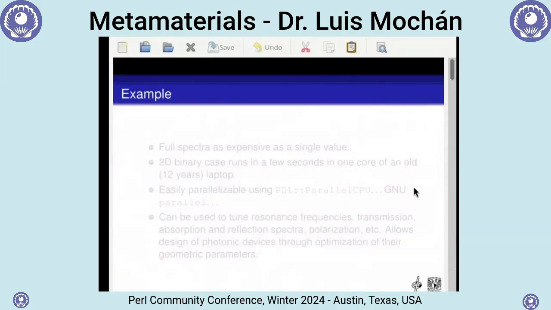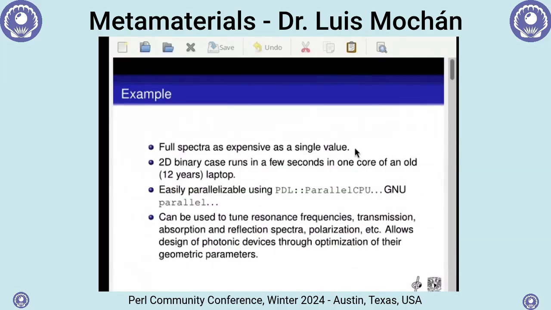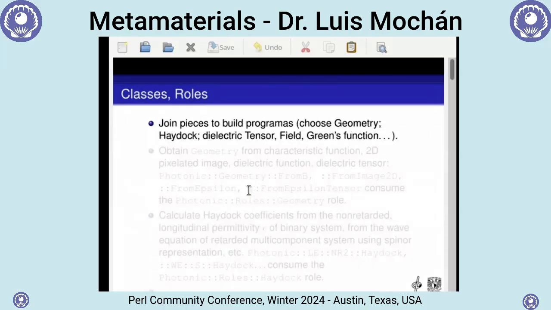So let me get back to the presentation. So what I hope I could show you is that the calculation of the full spectra takes as long as the calculation of a single point. The 2D binary cases run in a few seconds on this laptop that I'm using, which is quite old. The programs can be easily parallelized and can be used to tune resonance frequencies, the transmission and absorption spectra, polarization, whatever. And they allow the design of photonic devices by optimizing the geometric parameters.